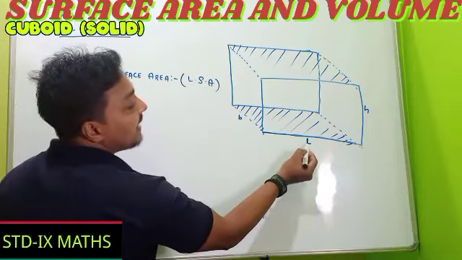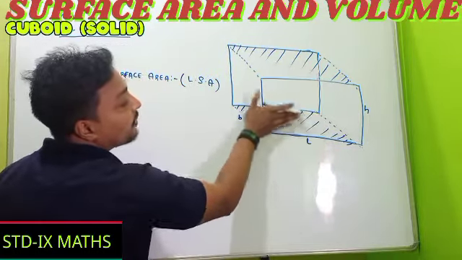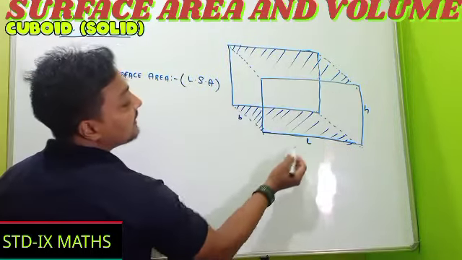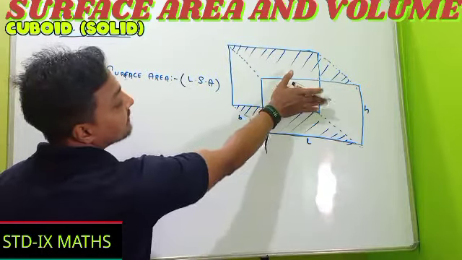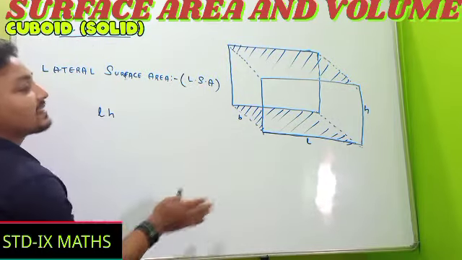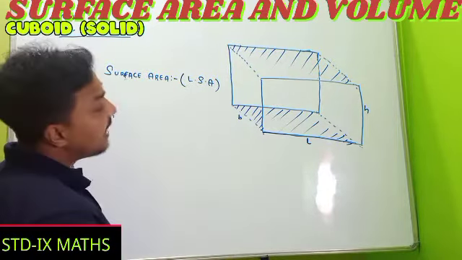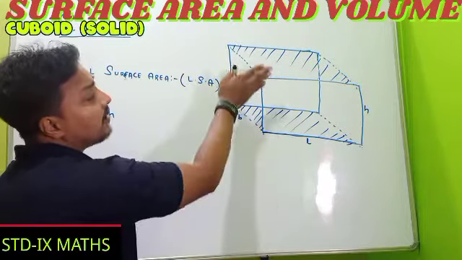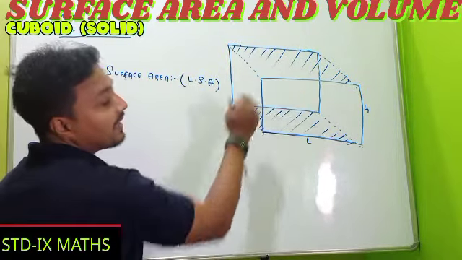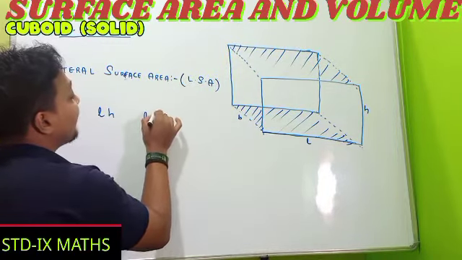See, here it is the L and this one it is the H. For the front face, its area, it is a rectangular face, one side is our L, this one is our H. Front face area will be our LH. And the back side: front side and back side are both equal to one another, so back side area also will be our LH.